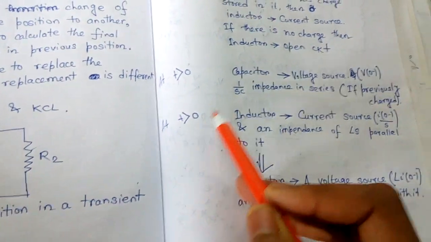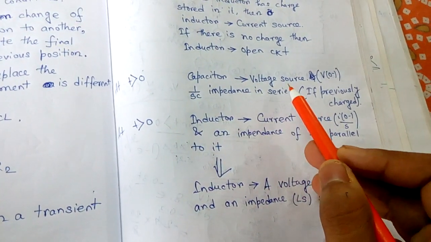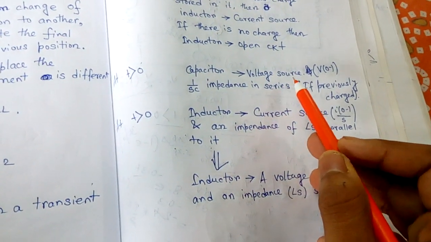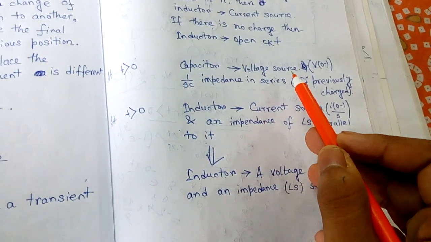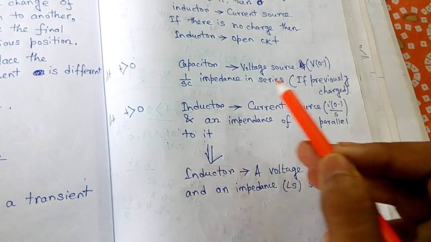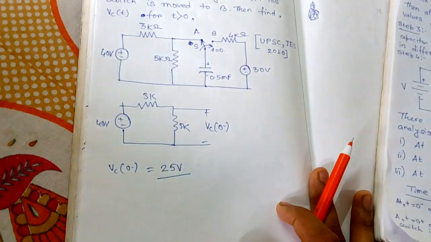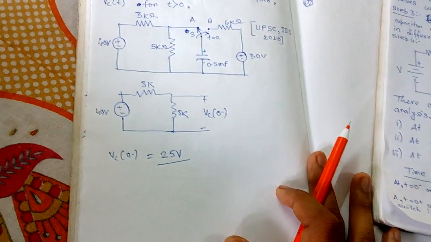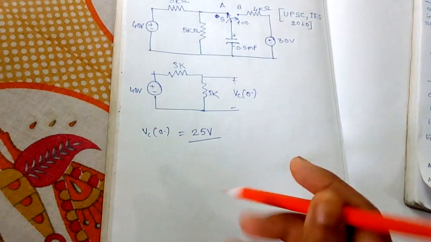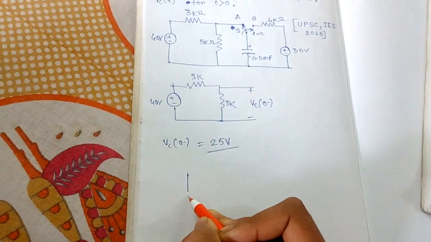At t greater than 0, the capacitor will be replaced by a voltage source, whatever voltage it gained in steady state, and a 1 by SC impedance in series if previously charged. So we have to replace the capacitor with a voltage source and a 1 by SC impedance in series. So let's see.